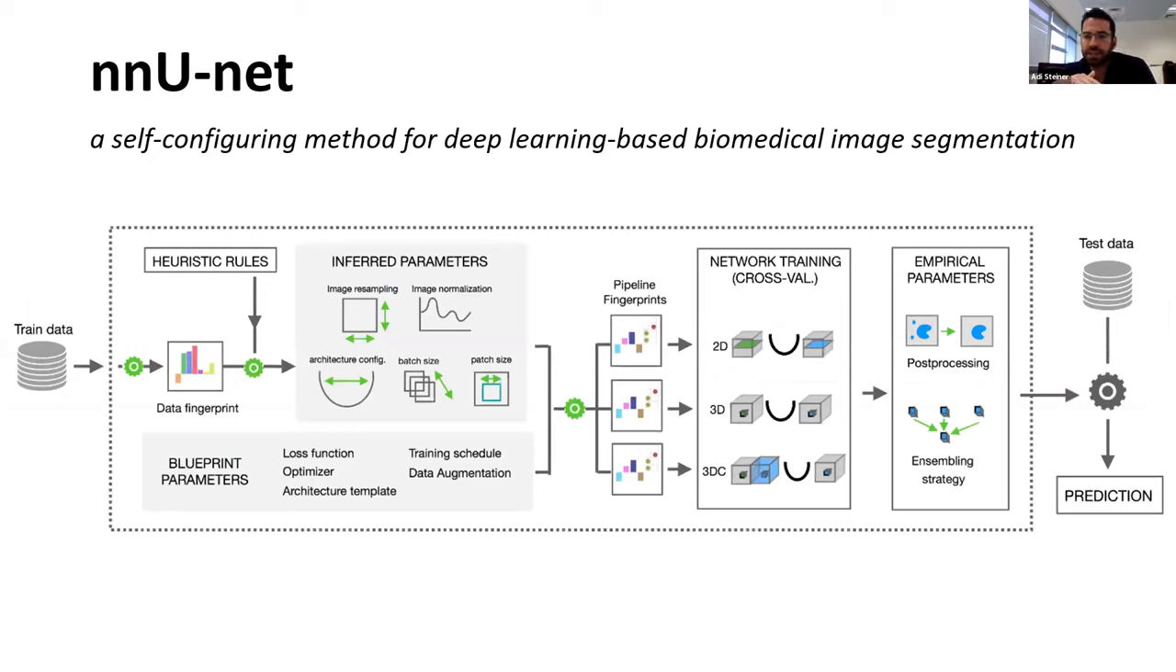The nnU-Net is a self-configuring method for deep learning based biomedical image segmentation. The nnU-Net is an AutoML framework that automatically creates the full pipeline for a segmentation task. The pipeline contains, again, the pre-processing, the architecture, the training process, and the post-processing, but it focuses on the segmentation task of biomedical images.